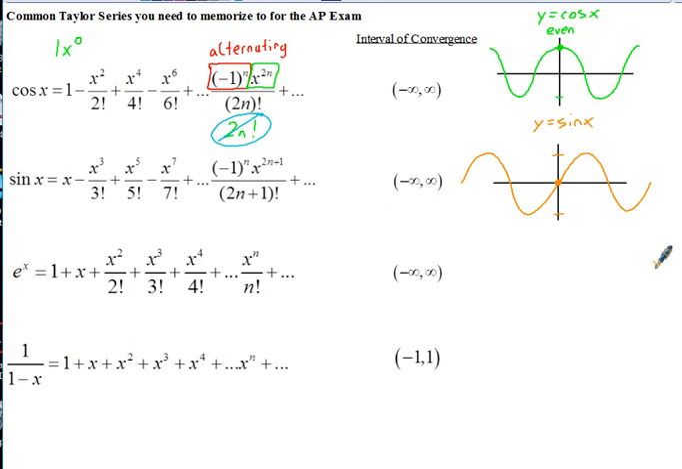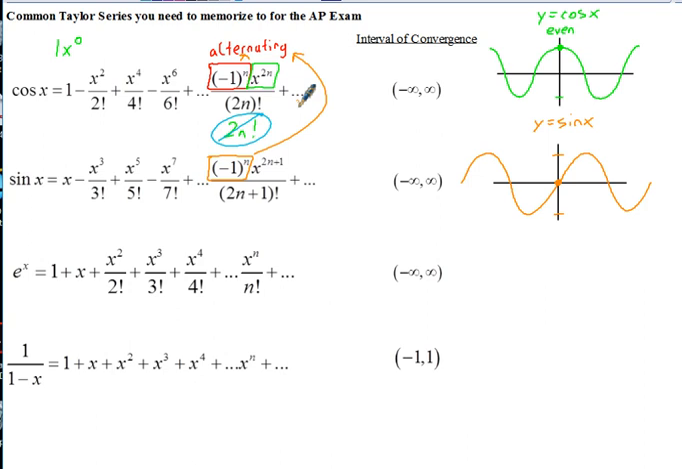Notice it also alternates between positive and negative, which is a reminder of why our Maclaurin series for sine also alternates between positive and negative. Notice just like cosine, it starts with a positive term, which is why you see this -1 to the n there. That also indicates it's alternating.